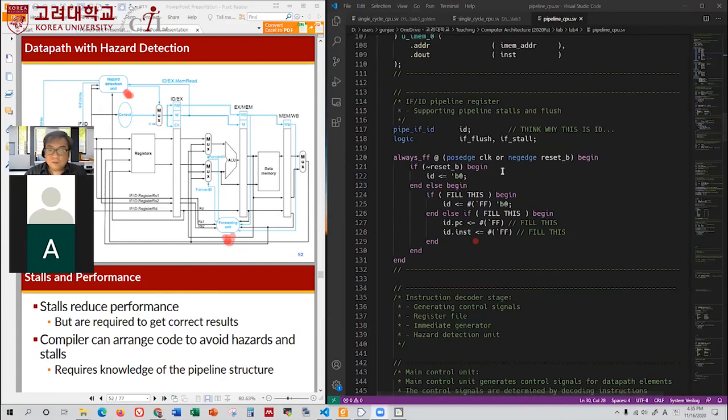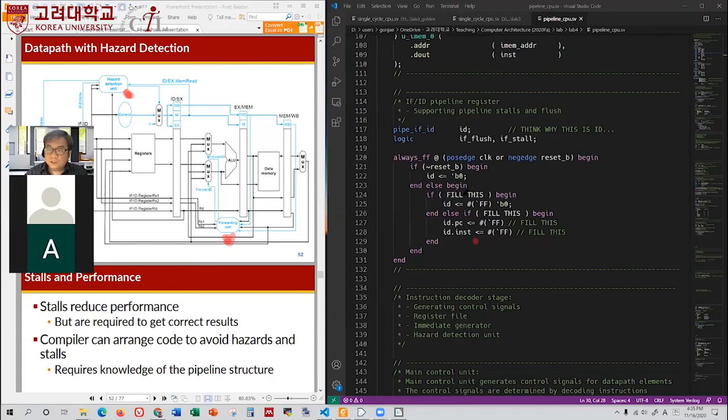Also, this is the pipeline register. I said that the pipeline register is just a D flip-flop. So at the rising edge of the clock, the input of the D flip-flop, that is the input of the pipeline register, is updated to the output of the pipeline register. So this is the example. For your convenience, I already implemented this IF/ID pipeline register. This is the pipeline register between the instruction fetch and instruction decode stages.